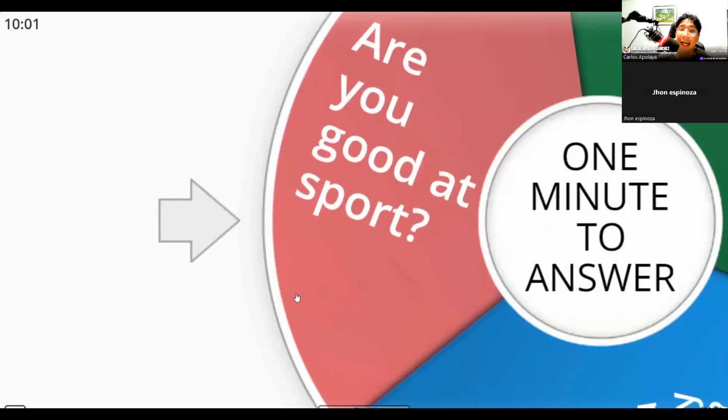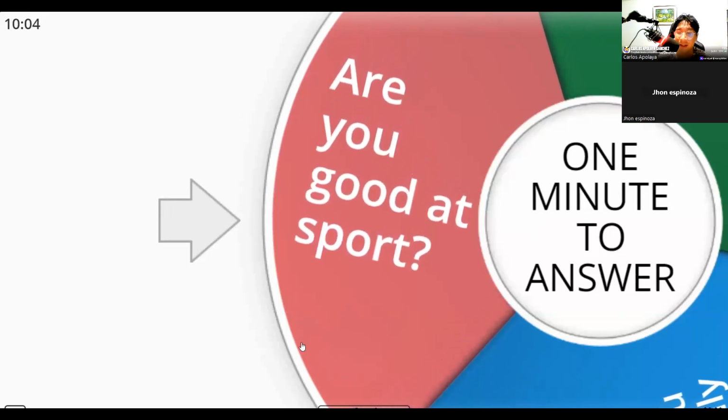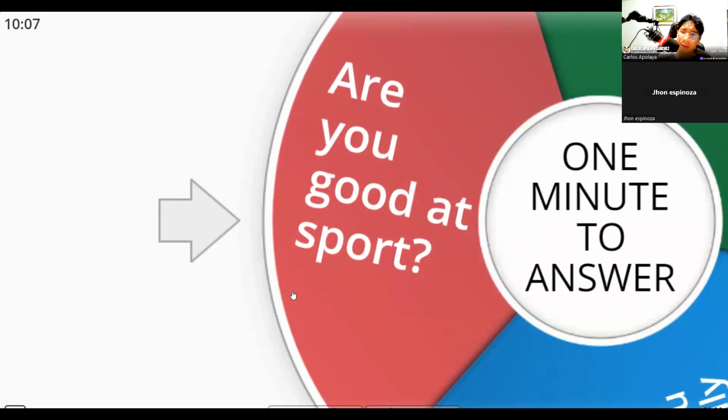Are you good at sports? Look at this. Prepositions and adjective. Are you good at sports? Not really. You don't like sports.